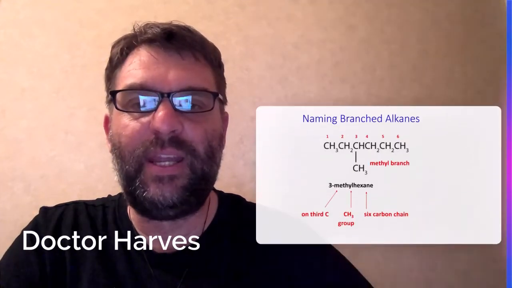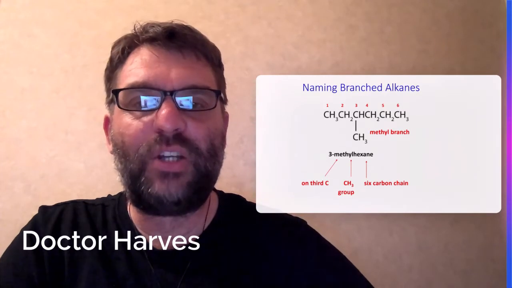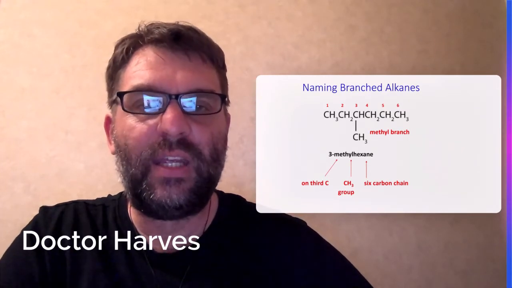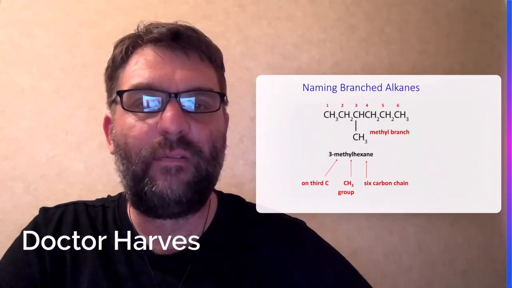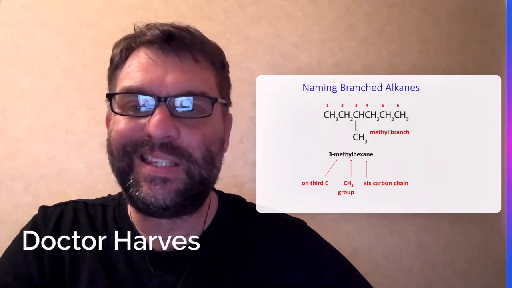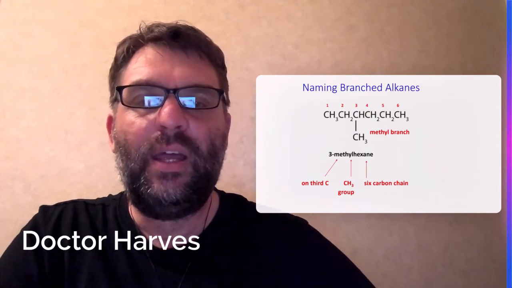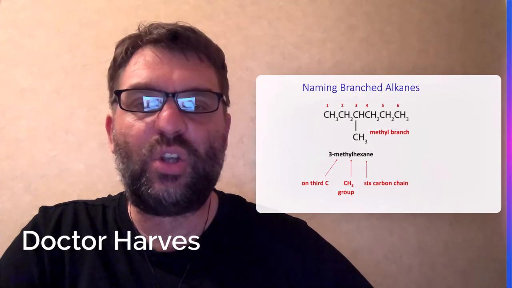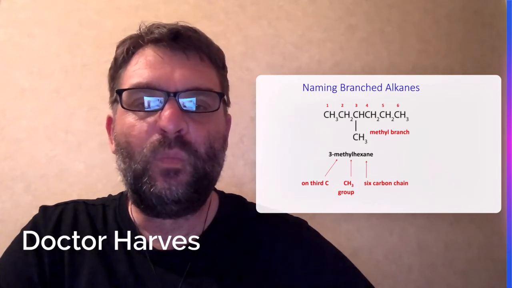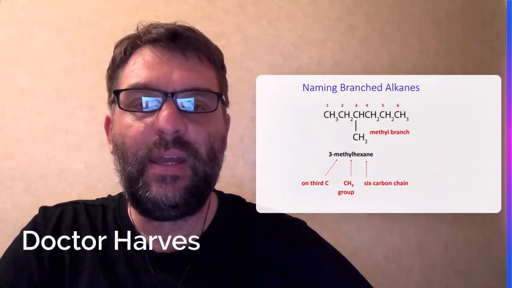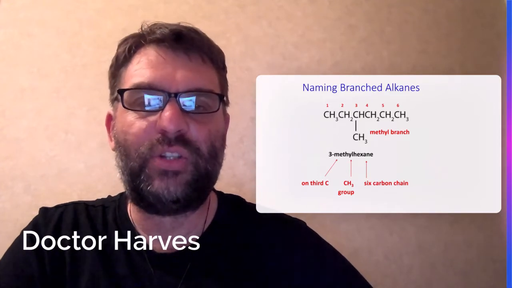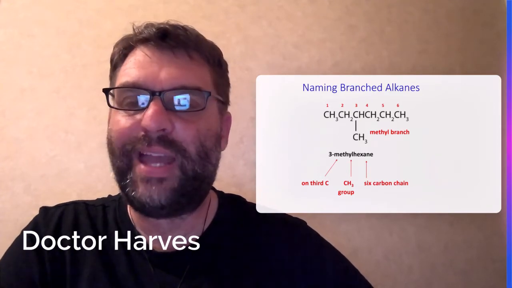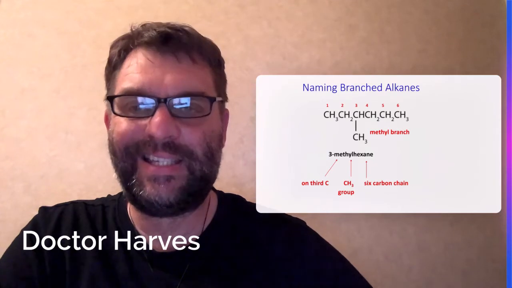Okay, so here's the example here. So in terms of naming this branched alkane, the longest chain is 1, 2, 3, 4, 5, 6 in length. The methyl branch is on the third carbon. Okay, so it's 3-methylhexane, because a 6-carbon alkane is known as hexane.